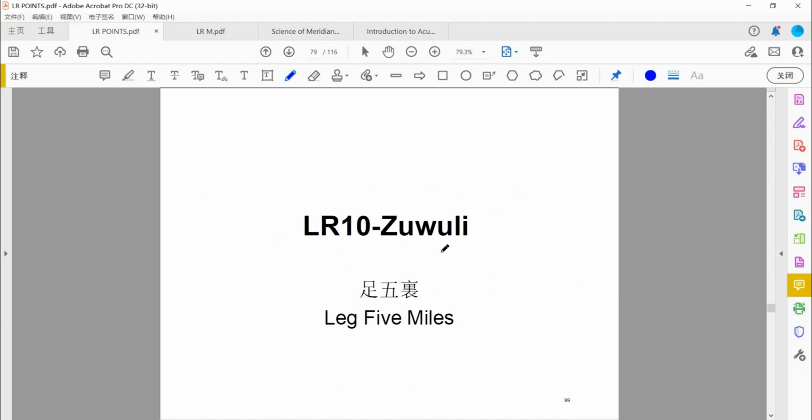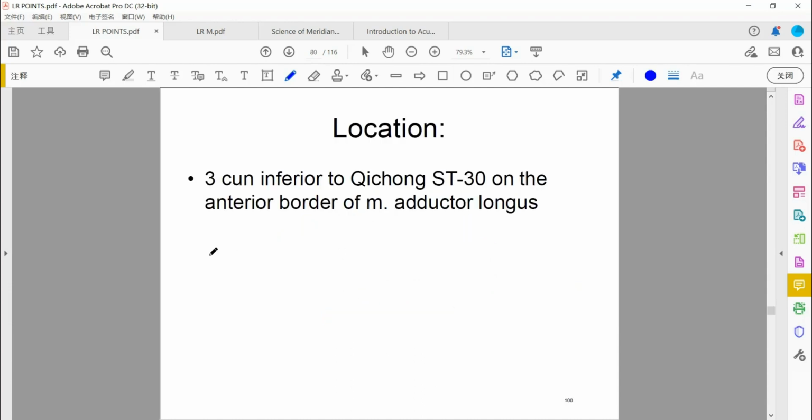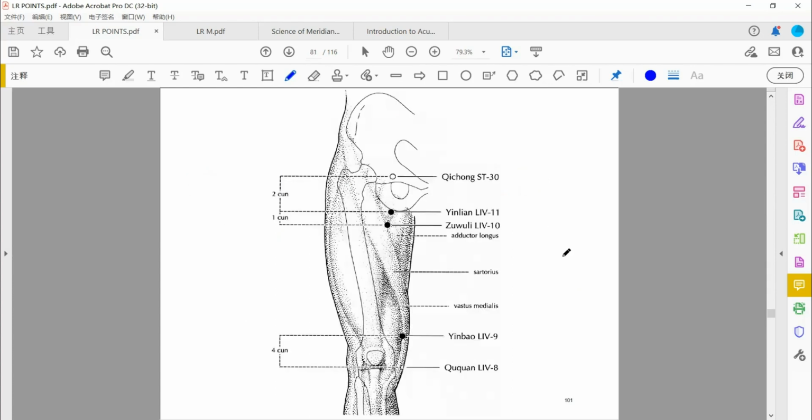Liver 10, Zuwuli. We have Zusanli, we have Zuwuli. Location: 3 cun inferior to Qichong, ST30, on the anterior border of adductor longus. This one, that's the adductor longus, right? Qichong, ST30. So where's the ST30?